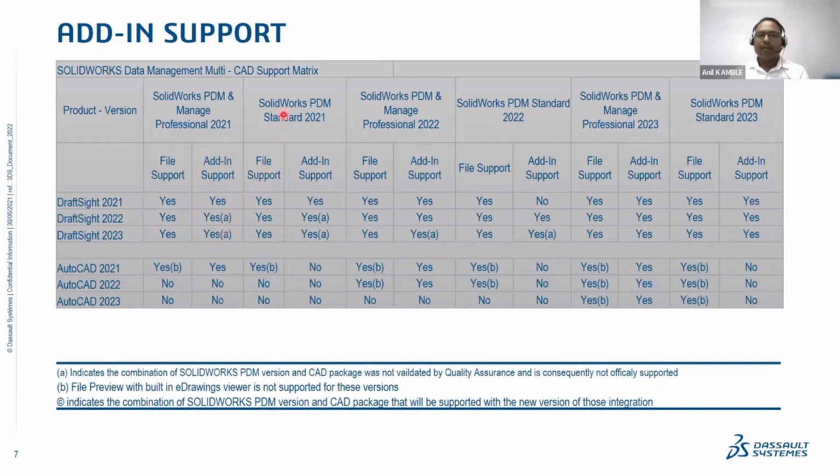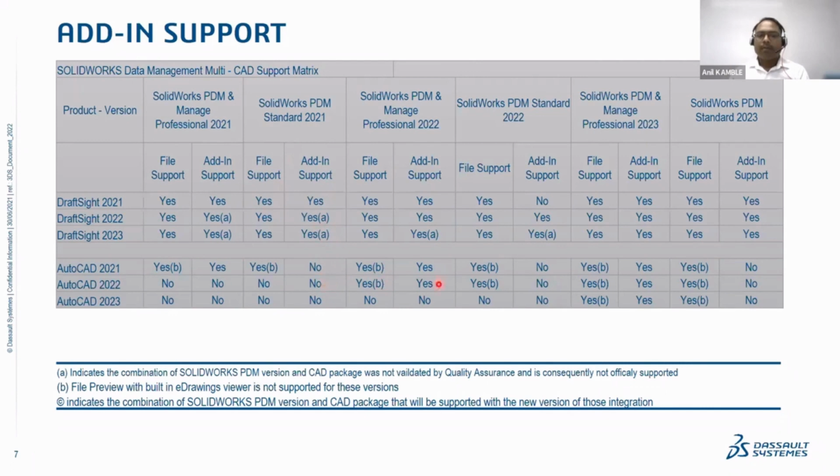Now if you have SolidWorks PDM Standard with you, then SolidWorks PDM Standard is used for small work groups within the team. If you see the file support and the add-in support, we have that within DraftSight 2021, 2022, and 2023. Whereas if you look at AutoCAD, you don't have any add-in support there.